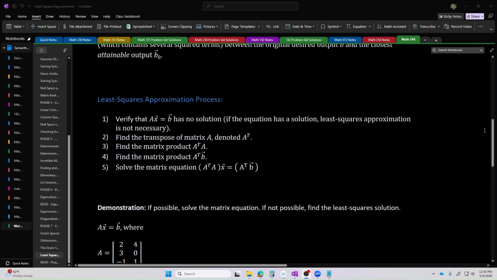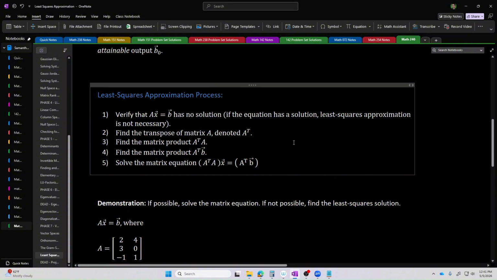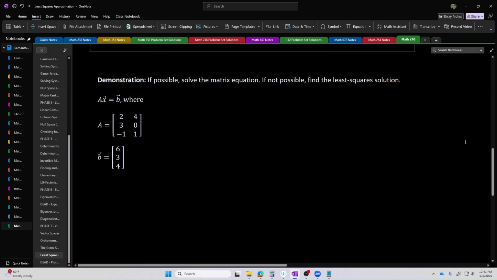So the first step of the least squares approximation process is, of course, to verify that it's not possible to actually produce the output that you want to produce. Verify that AX equals B has no solution. Once you've verified that the B that you're trying to get is not actually attainable, then you begin the least squares approximation process. That process begins by calculating the transpose of your matrix A. Let's go through these two steps in the context of this worked demonstration.